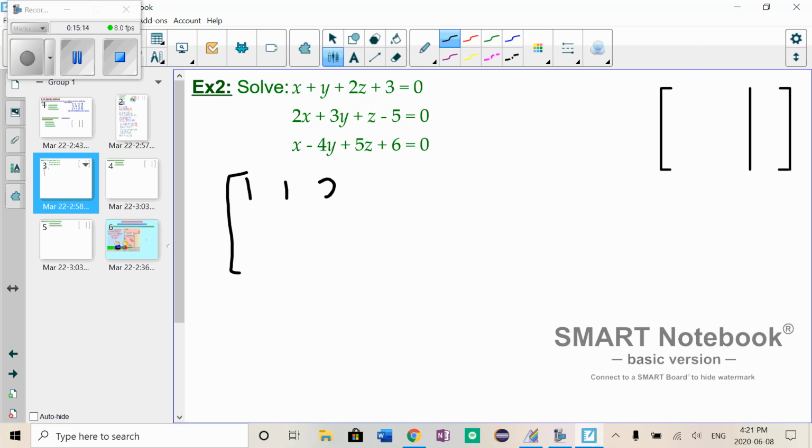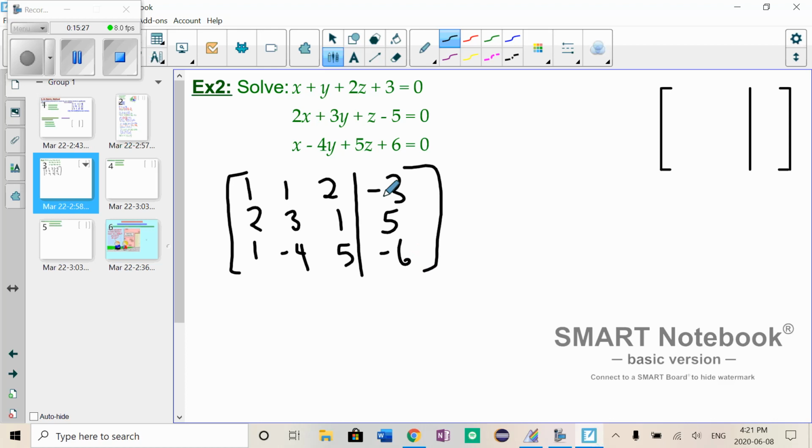So 1, 1, 2, this is an example where you got to move that -3 to the other side. 2, 3, 1, move the 5 to the other side, and 1, -4, 5, and move the 6 to the other side. Make sure you write it down properly. So I would double check these: 1, 1, 2, -3, etc.